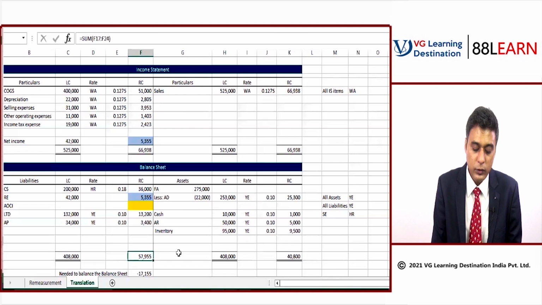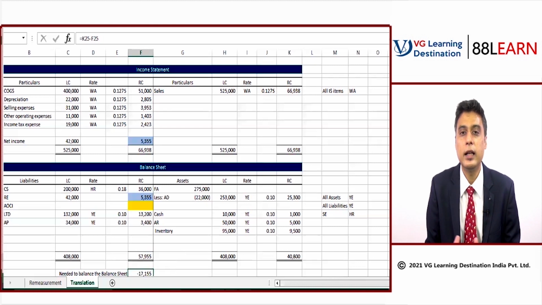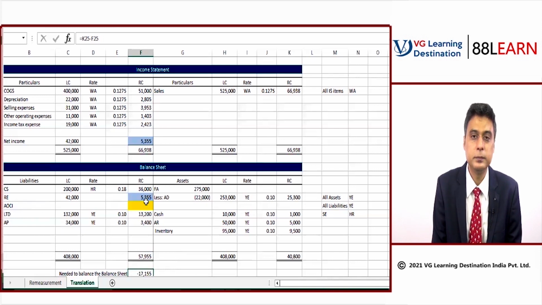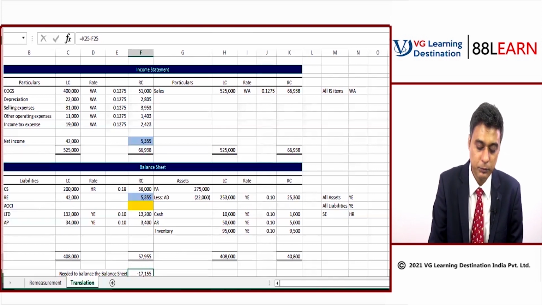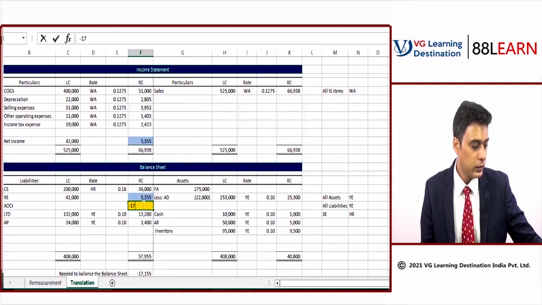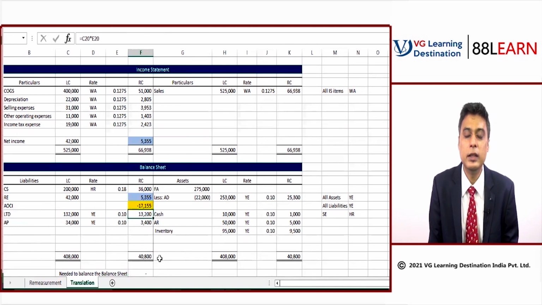So what do we need to do? We have to reduce the liability side by 17,155 so that our balance sheet matches. Now, to reduce it by 17,155, we will have to do an adjustment in the accumulated OCI, that means in the other comprehensive income. So let's plot this negative 17,155. And now if you see, our balance sheet on the liability side also is 40,800. So now our balance sheet matches.